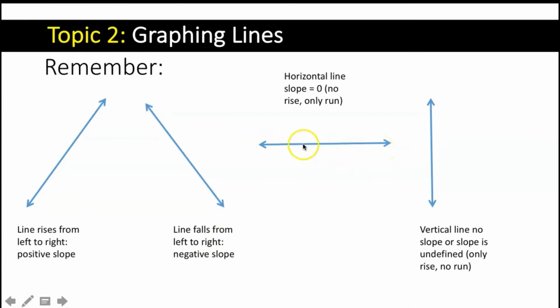Why? Because it's not rising ever, it's only running. So you're going to end up with an answer of 0 over some number. So here, any horizontal line, and notice the zeros in the word horizontal, has a slope of 0. A vertical line, on the other hand, is always rising, never running. So what happens here is that we end up having some number like 5 over 0. And division by 0 is mathematically impossible. Therefore, we say that a vertical line has no slope, or we say the slope is undefined.